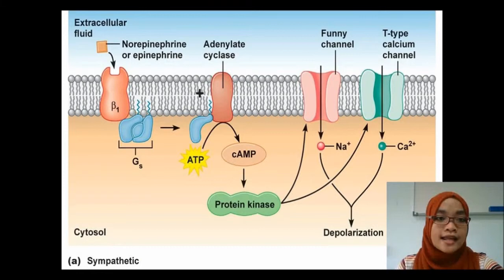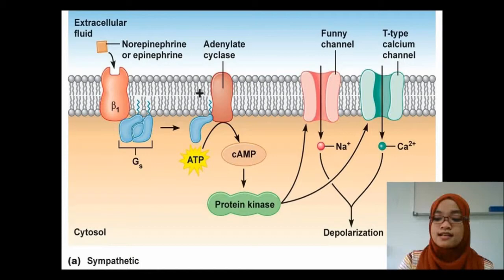So firstly, when adrenaline binds to the membrane receptor, stimulatory G protein is activated, and then the alpha subunit of stimulatory G protein will stimulate the adenylyl cyclase to convert ATP into cyclic AMP. And after that, the protein kinase A is activated and phosphorylates many different target proteins, which results in the cell's response.